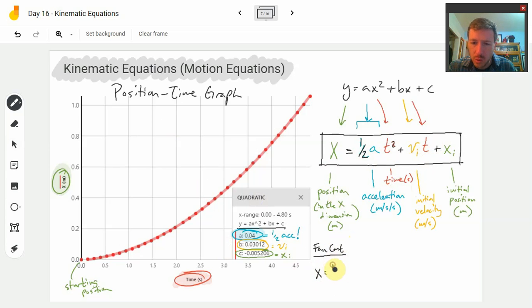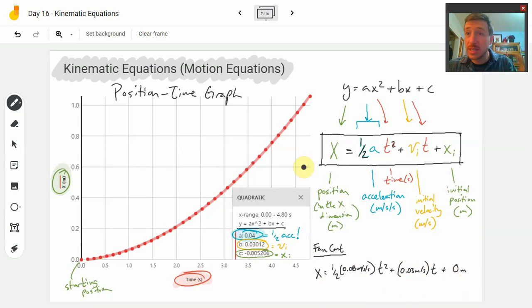Its position at any point in time is going to be equal to 1/2 its acceleration, which was 0.08 meters per second squared. Now you'll notice 1/2 of 0.08 is 0.04, times the time squared, plus its initial velocity, which is 0.03 meters per second, and then multiply that by the time as well, plus the initial position, which we're going to round. That's pretty darn close to 0, so we're just going to say that's 0 meters. And that's the equation that I could use.